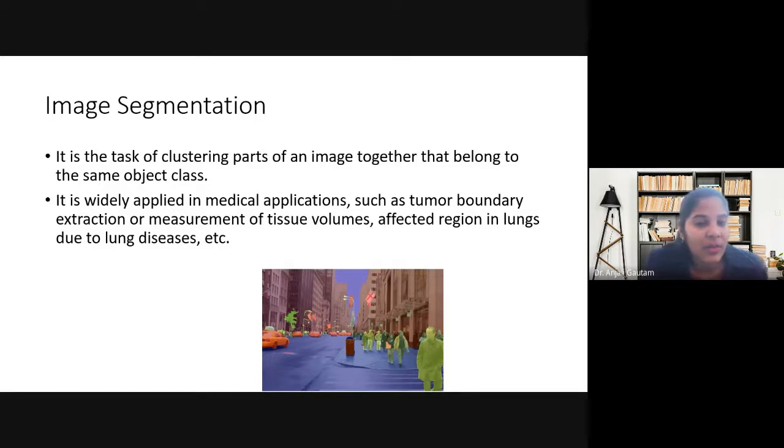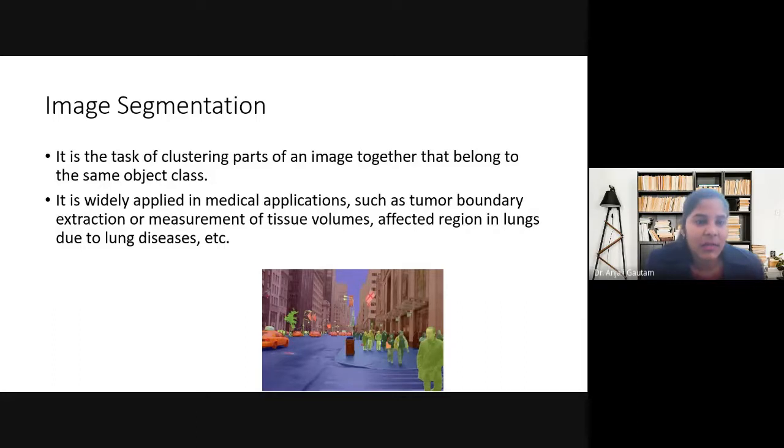Like the street, the road is there, so it is given a different color. And here, another one is the human body. The humans are categorized into a different class, like human. And if trees are there, a green color is allotted to them. So this is image segmentation.